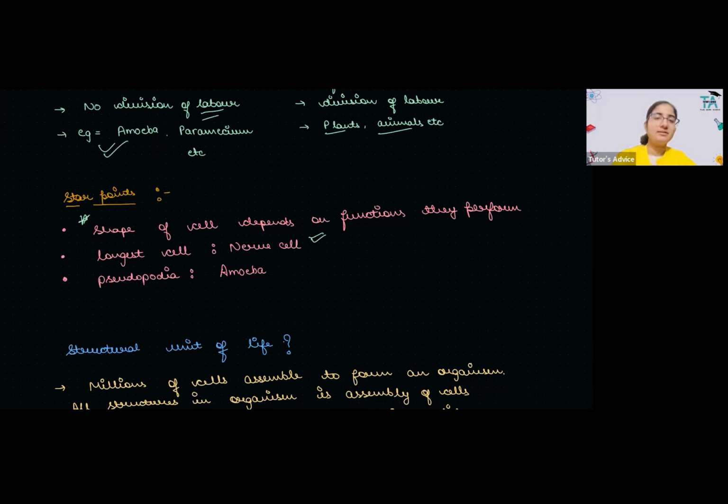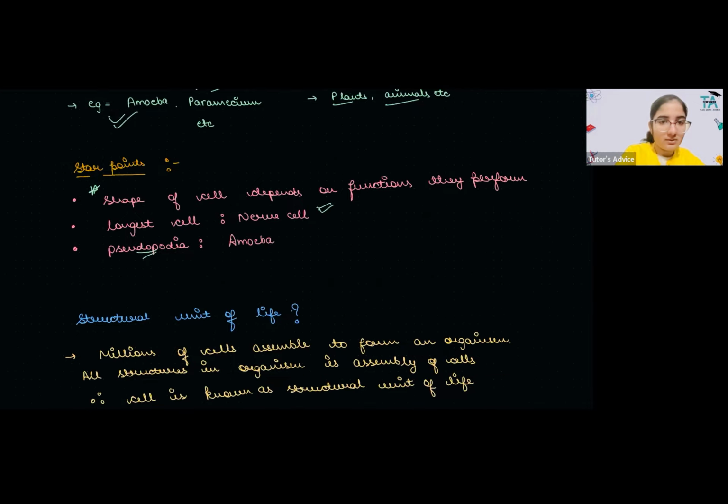Then we have another star point, which is pseudopodia. What is pseudopodia now? Pseudopodia is a type of movement. We can say it is a movement which is used by amoeba. Do we have pseudopodia in our body? Yes, we do have. Okay, not a movement, sorry. It is not going to be a movement. Movement is diapedesis. Pseudopodia, pseudo means false, and podia means feet.